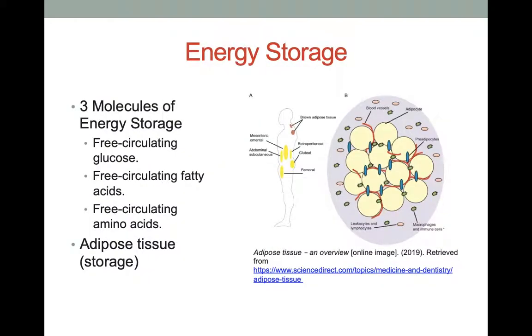To meet these fuel metabolism needs, our body stores energy in three molecules: glucose, fatty acids, and amino acids. Glucose is our primary source of energy. We store excess in our liver and muscles as glycogen. Once we fill that glycogen store, any excess glucose gets converted to fatty acids and glycerol, and we use that to make triglycerides, which is our adipose tissue, and that's our secondary storage.